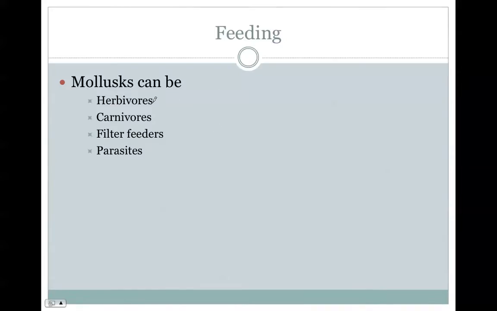How do they feed? So they can be many different things. They can be herbivores like the snails. They can be carnivores like a squid. They can be filter feeders like an oyster. And there's even parasitic mollusks as well.